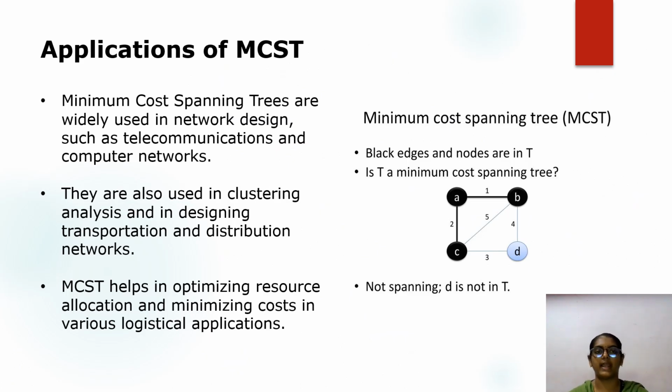Applications of minimum cost spanning tree. Minimum cost spanning trees are widely used in network design such as telecommunications and computer networks. They are also used in clustering analysis and in designing transportation and distribution networks. Minimum cost spanning tree helps in optimizing resource allocation and minimizing costs in various logistical applications.